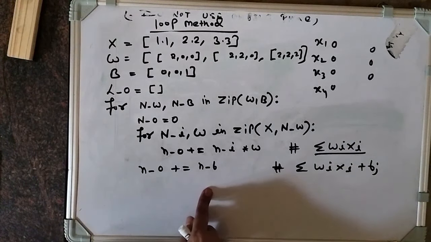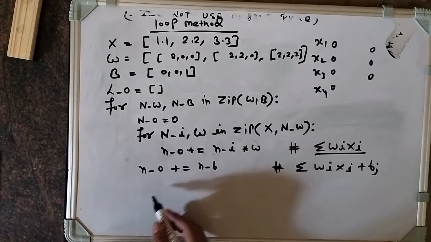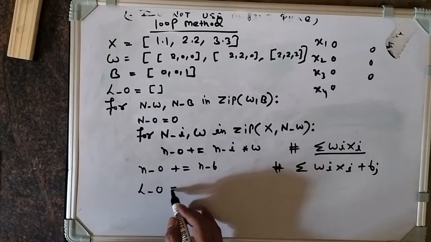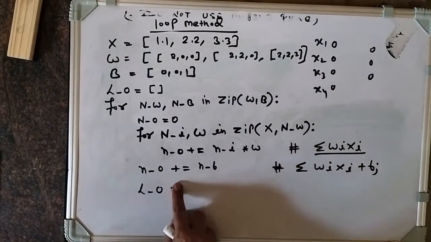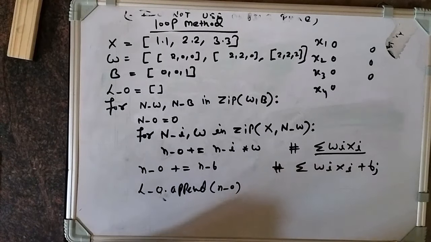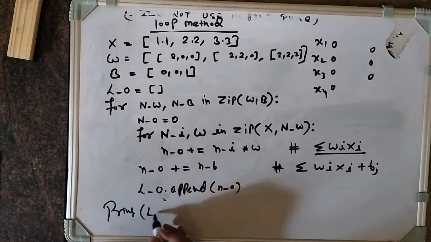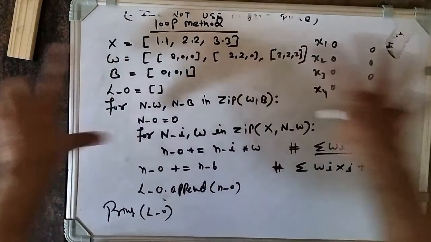Okay. Done. At last I am writing layer output. This layer output is equal to, means append layer output, A P P E N D, append neuron output, I am writing. Okay, and at last I am printing layer output. What is this? I will explain.